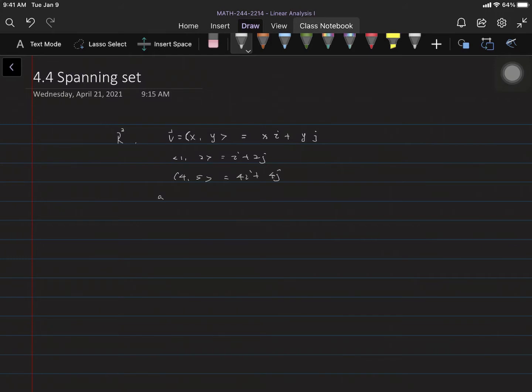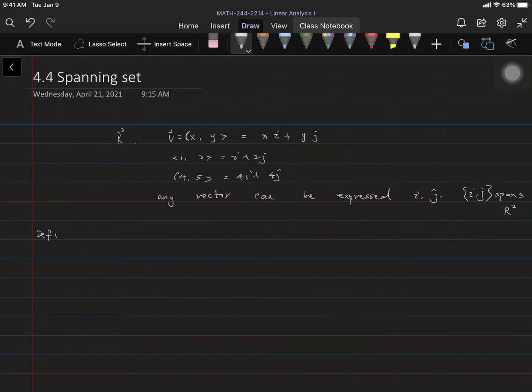So that means any vector can be expressed by i and j. And if we put i and j together, we say this is a spanning set, or we say i, j spans R2. Okay, so this is the meaning of a spanning set. Now let's take a look at several definitions and then we will do the example.